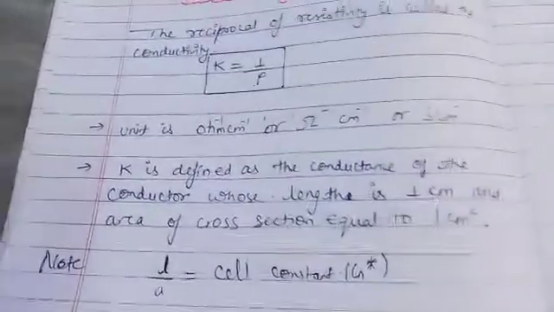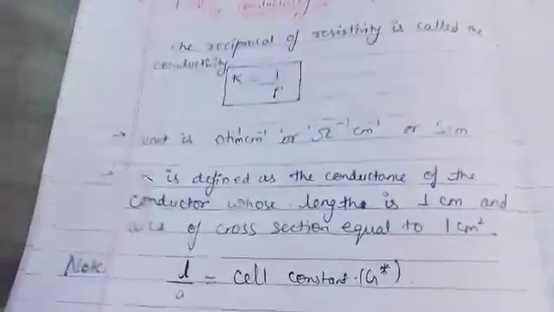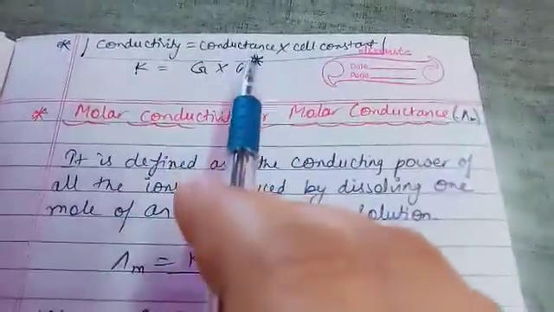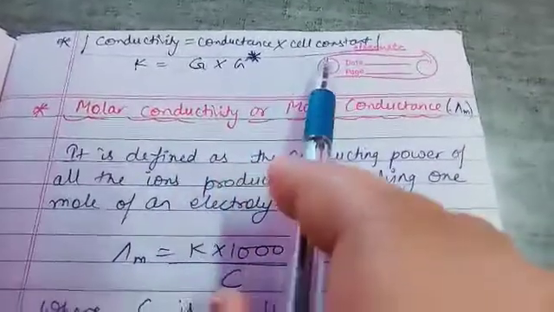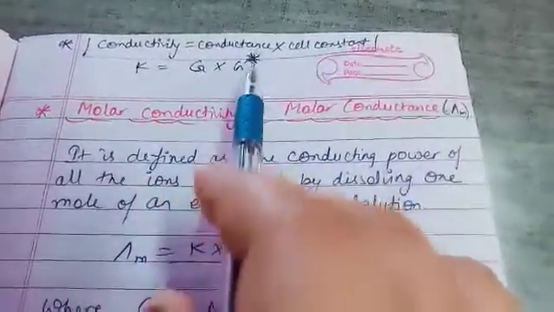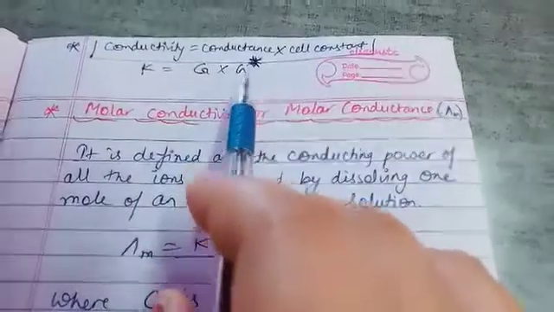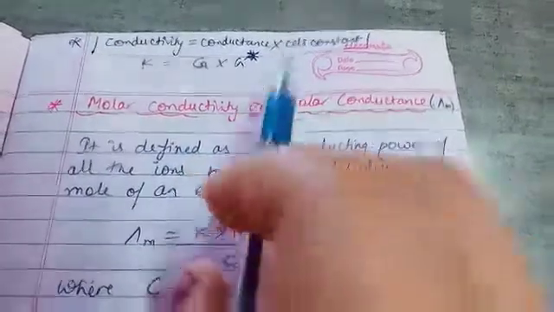Now for conductivity, one more formula you can learn directly: conductivity is equal to conductance into cell constant. So kappa equals capital G into G star. This is the cell constant, or instead of this you can write L upon A also.